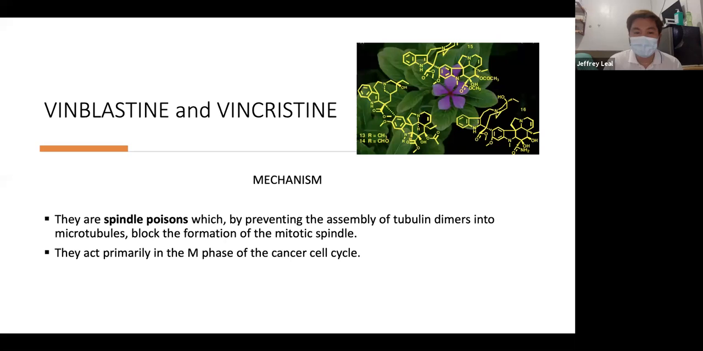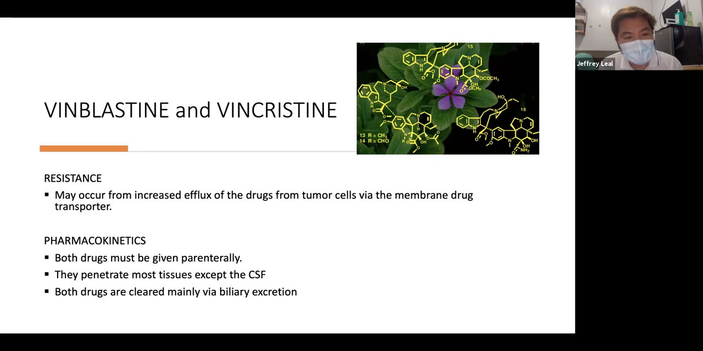Okay, vinblastine and vincristine are spindle poisons, which by preventing the assembly of tubulin dimers into microtubules, will block the formation of the mitotic spindle. So they act primarily in the mitosis phase of the cancer cell cycle. Resistance to vinblastine and vincristine may occur from increased efflux of the drugs from tumor cells via membrane drug transporters. Okay? Both drugs must be given parenterally, and they penetrate most tissues except the cerebrospinal fluid. And both drugs are cleared mainly via biliary excretion.